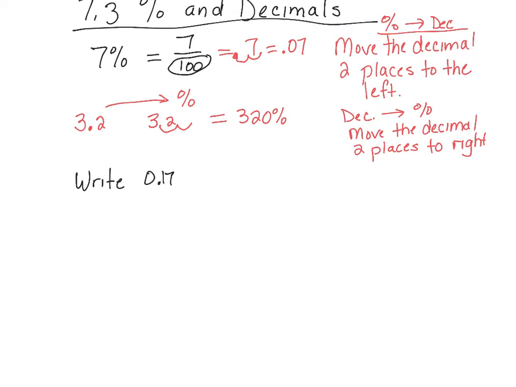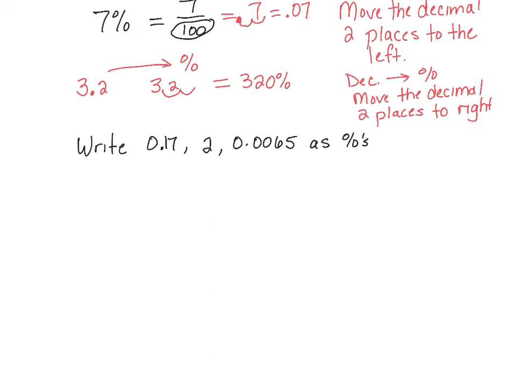Write 0.17, 2, and 0.0065 as percents. How do you write 0.17 as a percent? What is that one as a percent? Tessa? 17%. Don't forget the percent sign.